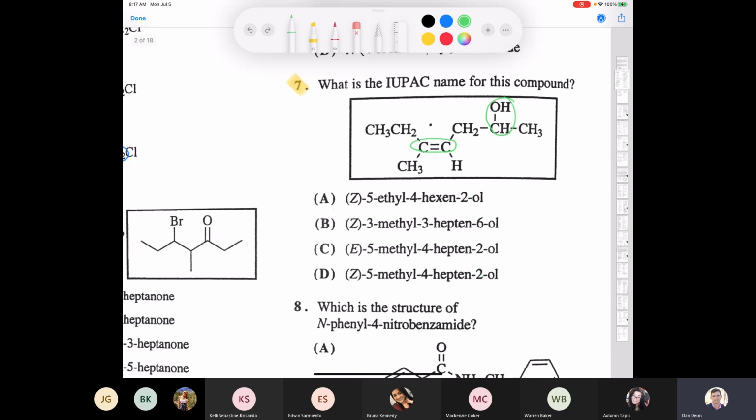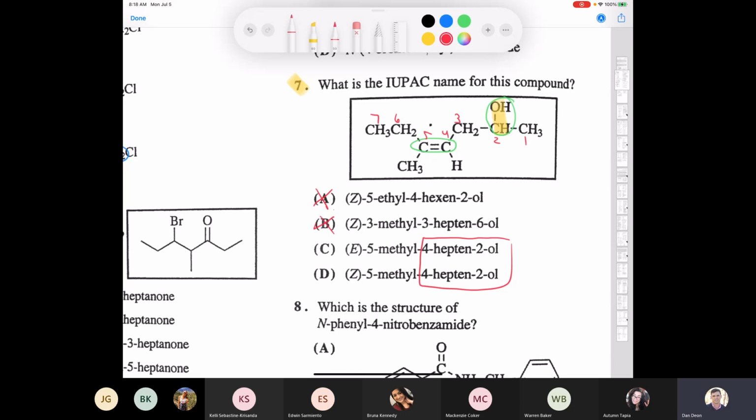Now, what would we want to do with our functional group? Our main functional group, we want to number the carbon chain in such a way that we give that functional group the lowest possible number. So we're going to go 1, 2, 3, 4, 5, 6, 7. So this is some kind of hept-ene-2-ol. So it's got to be one of these here. And then you have the double bond on the fourth carbon. You notice that both answers C and D satisfy that. It can't be A and it can't be B.